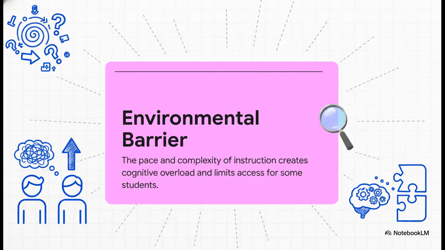And our final suspect, environmental barriers. Remember how we said the students did way better when they got one-on-one help? That right there, that's a giant clue. It suggests the problem might not be entirely inside the student's head, but in the environment itself. A fast-paced lecture to the whole group can just be too much information too fast, creating that same cognitive overload we talked about.